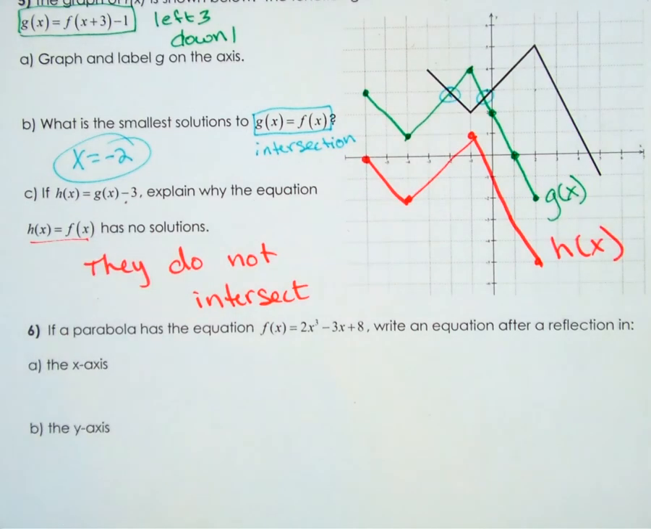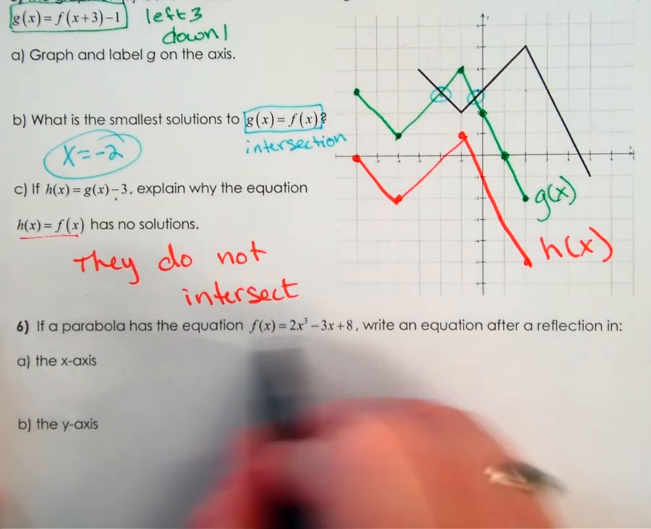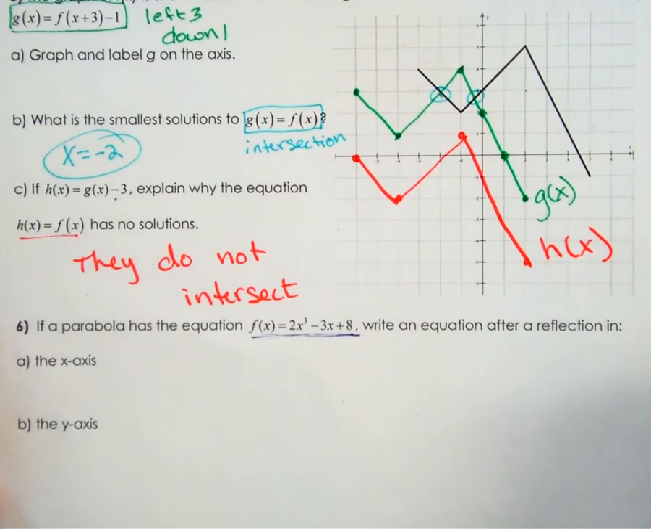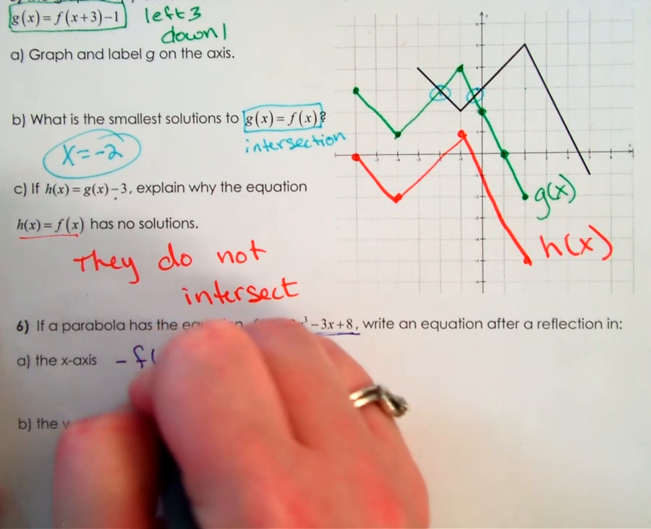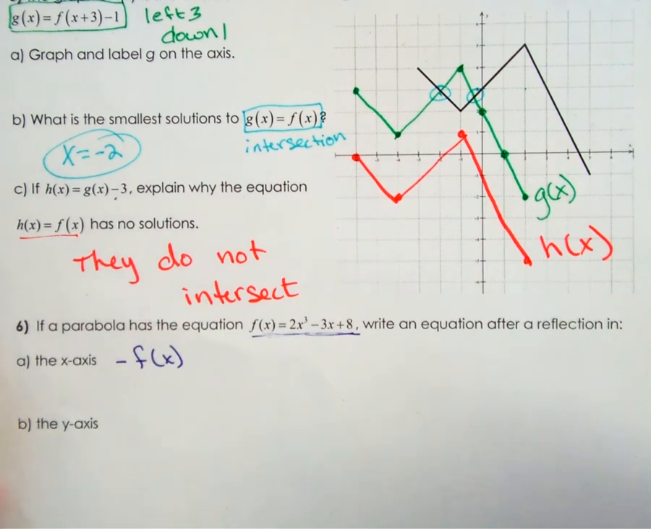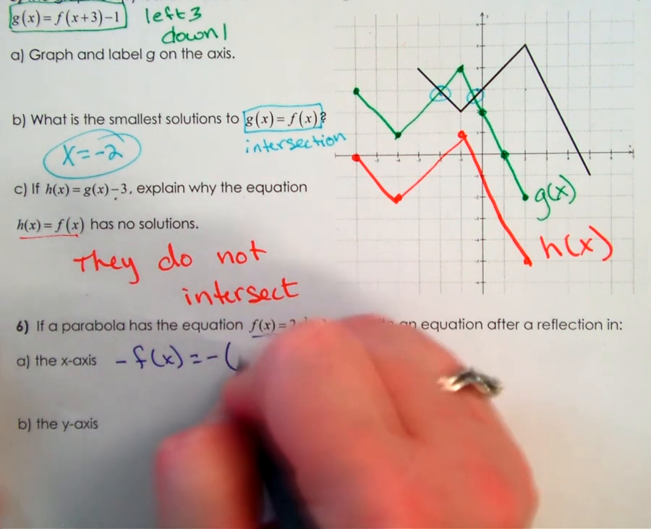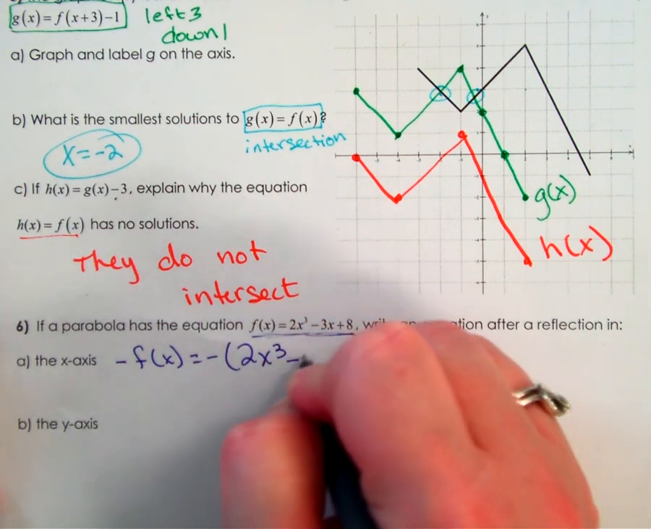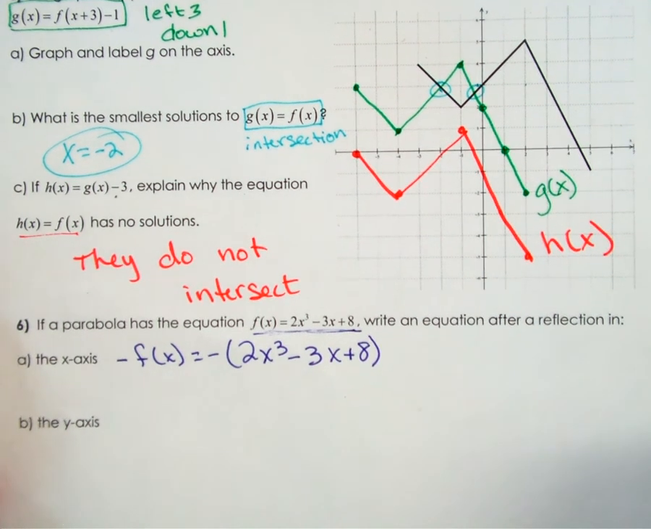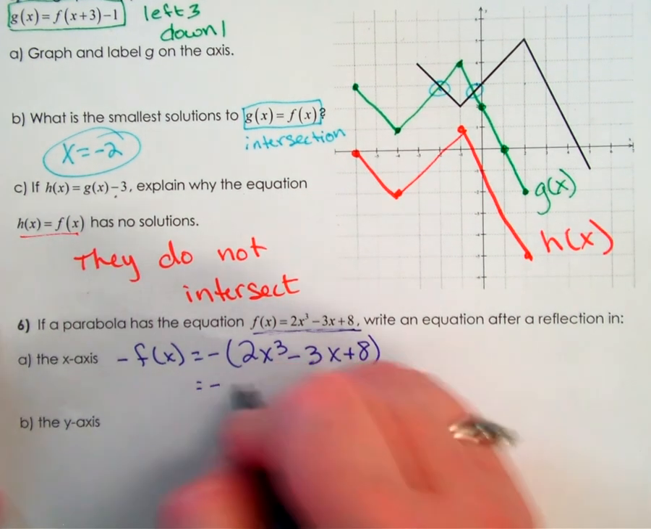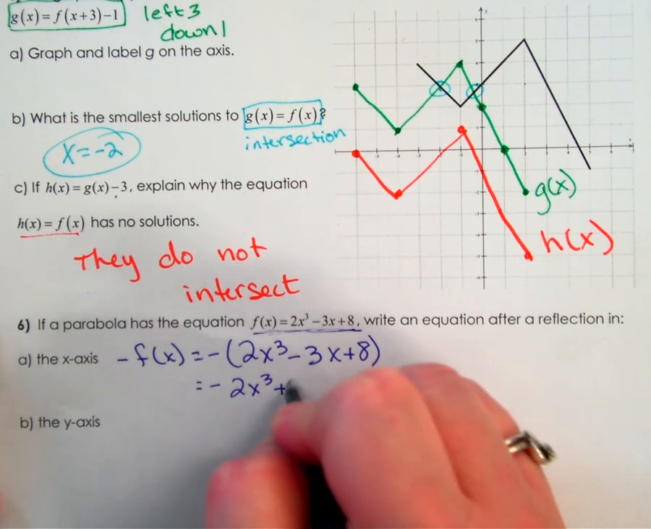And then looking at our last one here, we have this equation, f of x equals 2x cubed minus 3x plus 8. So to flip it over the x-axis, I need to put that negative sign out in front of the function. But I need to put it in front of the entire function, so all 3 terms there. And then we distribute it.